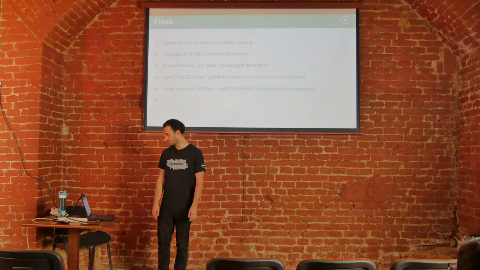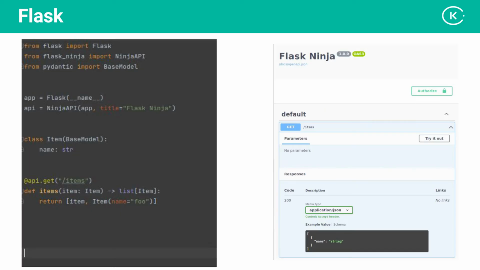So the only option I had was to basically create my own package. I call it Flask Ninja. I was heavily inspired by the Django Ninja package, so therefore I call it like that. And it works pretty similar to Django Ninja. You define a Pydantic model and use it in all the places where you can.